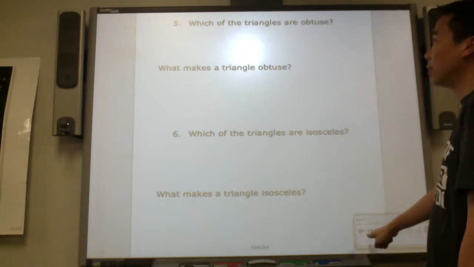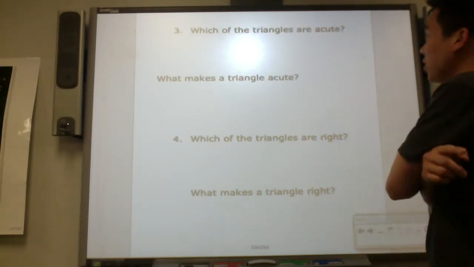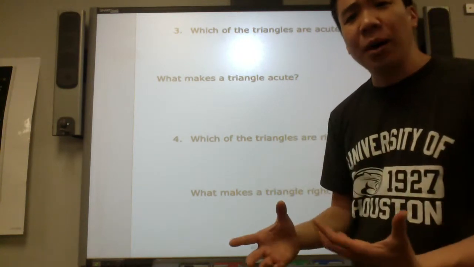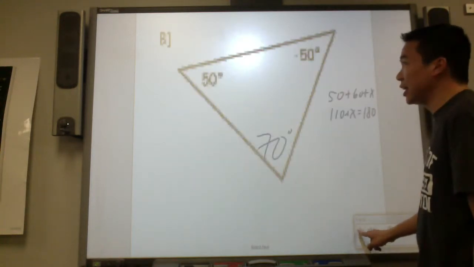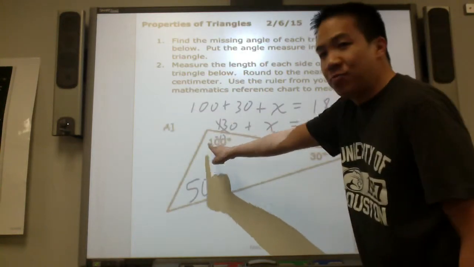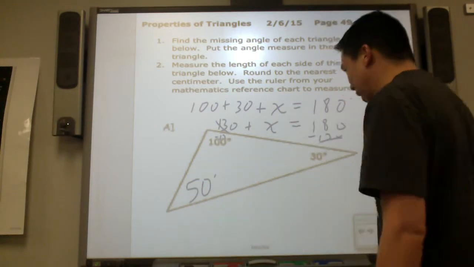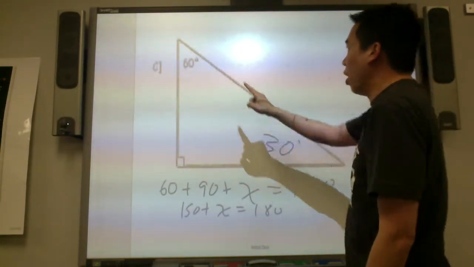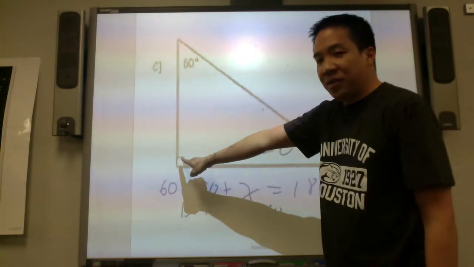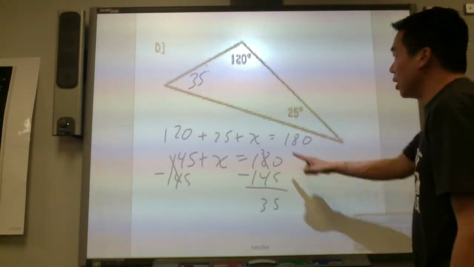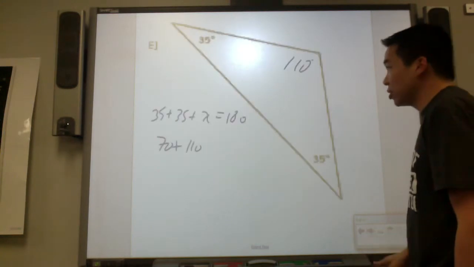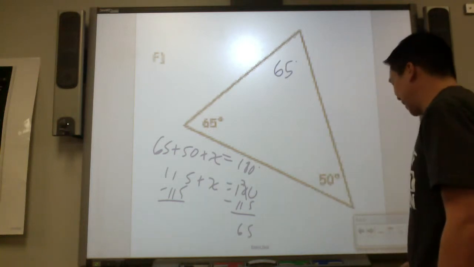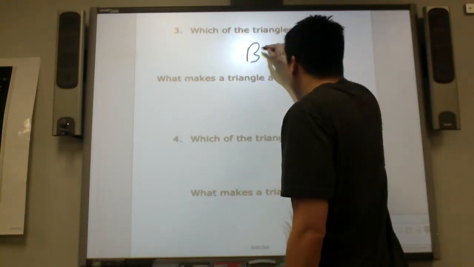So, let's answer some questions about this. Question 3: Which of the triangles are acute? That means it is made up of acute angles. Let's go back to each choice. A, I see an obtuse number, a number that is greater than 90. So not A. All of these numbers are less than 90, so B. All of these numbers, 90 degrees, that's not acute. 123 is obtuse. 110 is obtuse. All of these numbers are less than 90, so it's B and F.